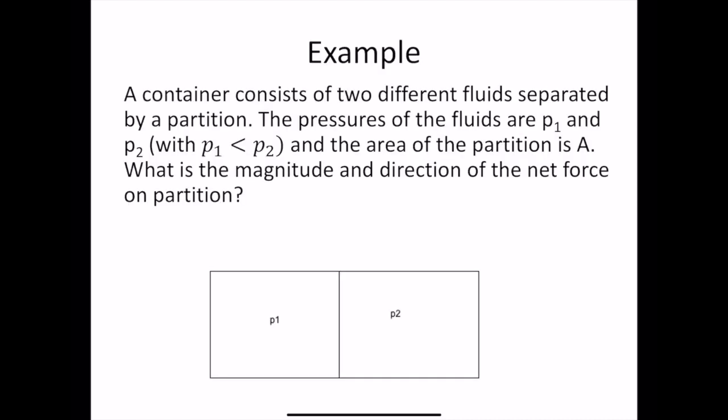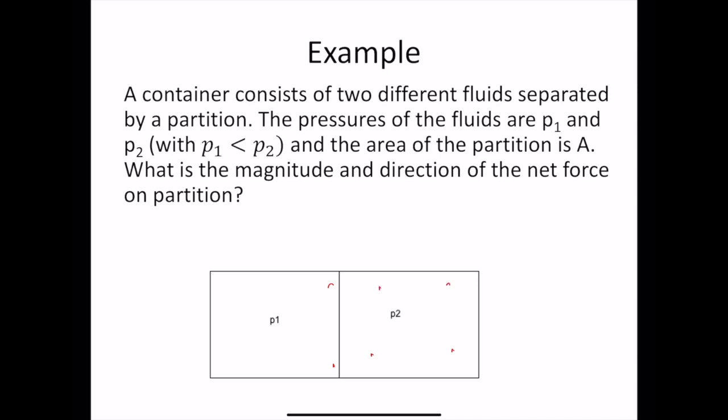Here's an example of a problem. I'll let you read it. So you have a container that consists of two different fluids, which are separated by a partition. The pressures of the fluids are P1 and P2, and for simplicity, we'll just assume that the pressure is the same everywhere for that fluid. So it's P1 everywhere on the left side, and P2 everywhere on the right side.